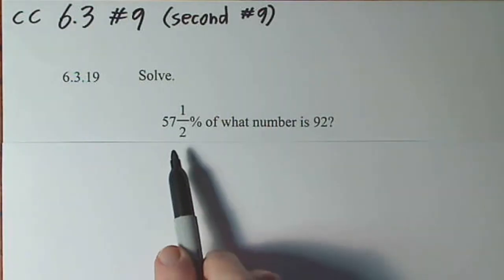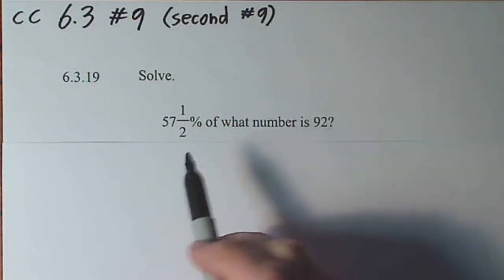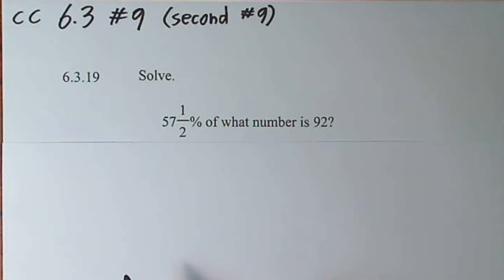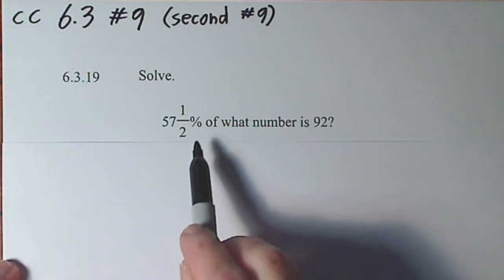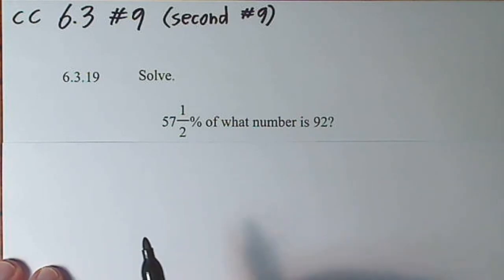We're asked to find 57.5% of what number is 92. 57.5% is not a very convenient format to work with mathematically, so we're going to change the way this appears, but as always in math, we're not allowed to change the value.